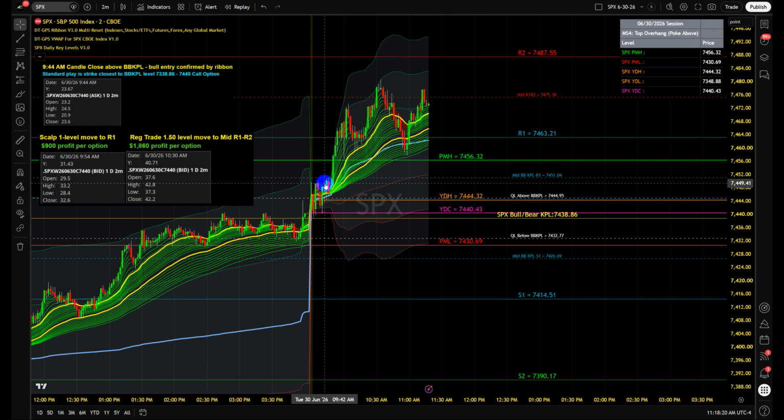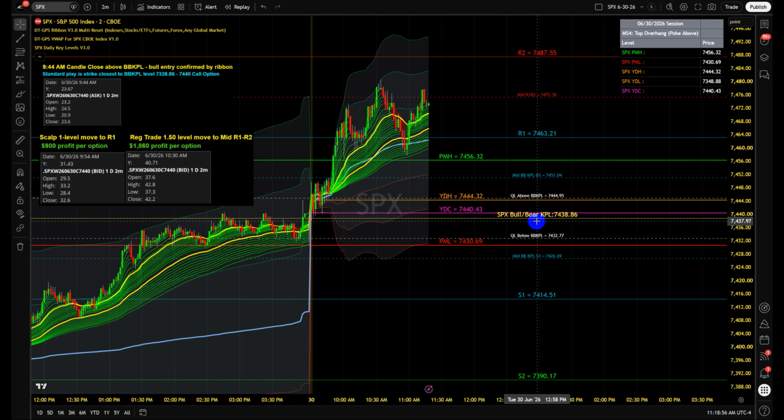The upper bands of the ribbon are starting to pull away from the base of the ribbon. So we have still our close above the bull bear key price level for today. We have our ribbon confirmation for that entry on the close above the bull bear key price level here. Back here, the bands of the ribbon are still fairly compressed. So right here is the entry at 9:44 when the upper bands of the all green ribbon start to pull away from the base.